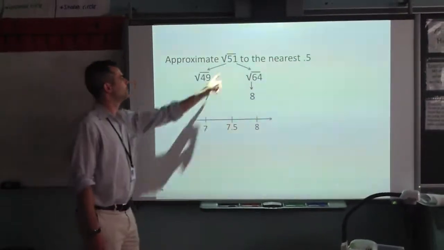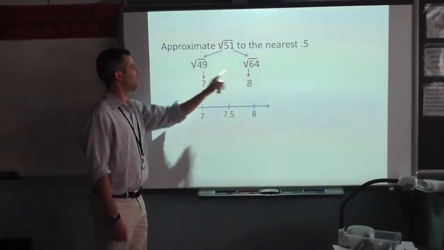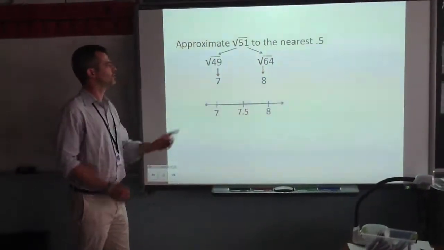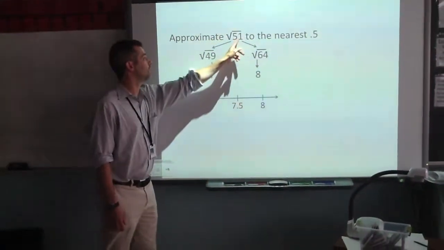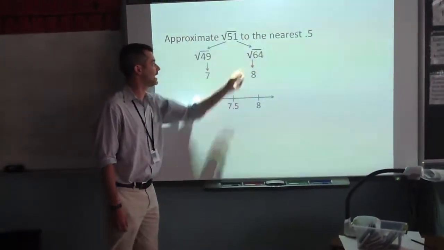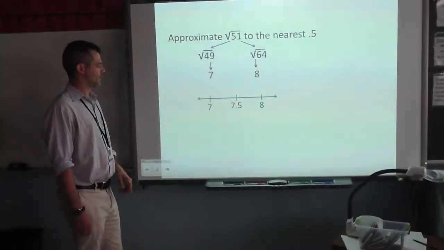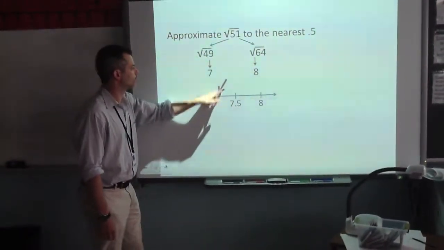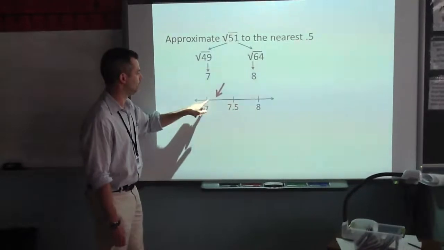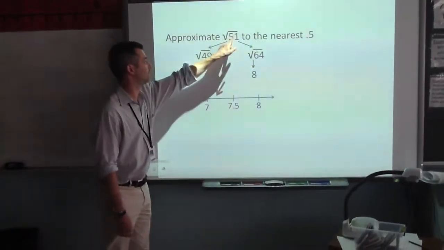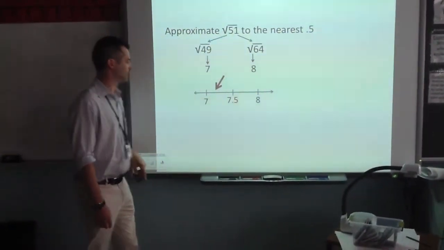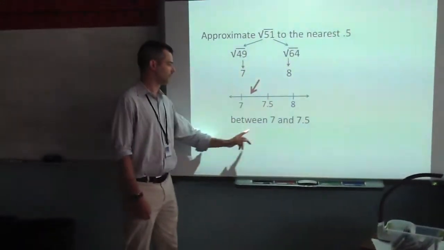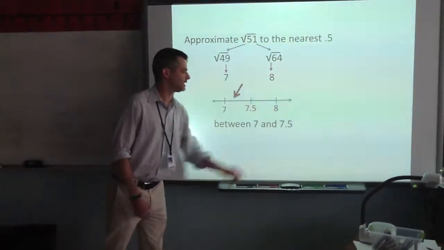Well, square root of 51, 51, is it closer to 49 or 64? Let's think about that. Did you say 49? It is closer to 49, right? 51 is much closer to 49 than to 64. So, we know it's going to fall into this region here, right? It's going to be closer to the 7 than to the 8, because 51 is closer to this 49. So we're going to say that square root of 51 is in between 7 and 7.5.